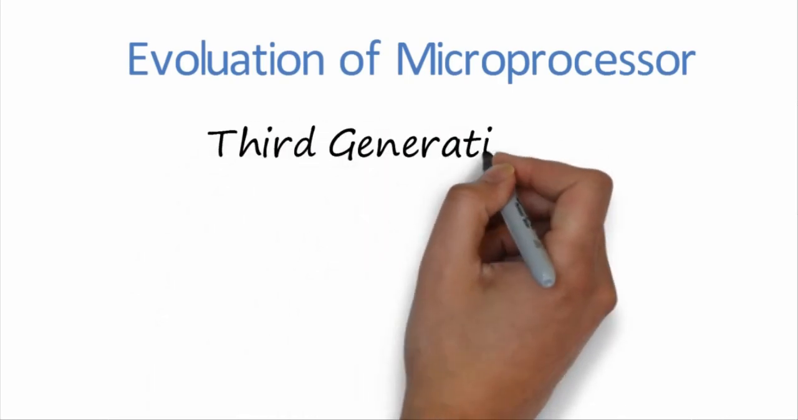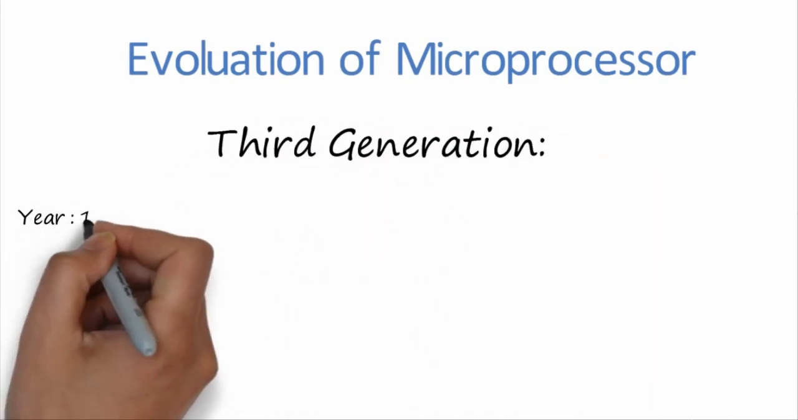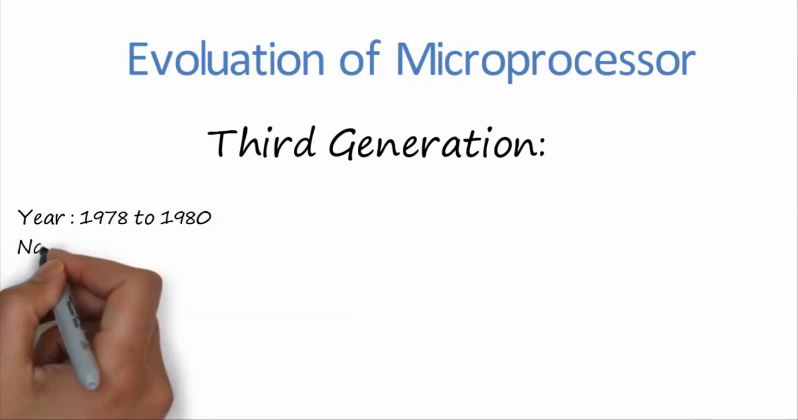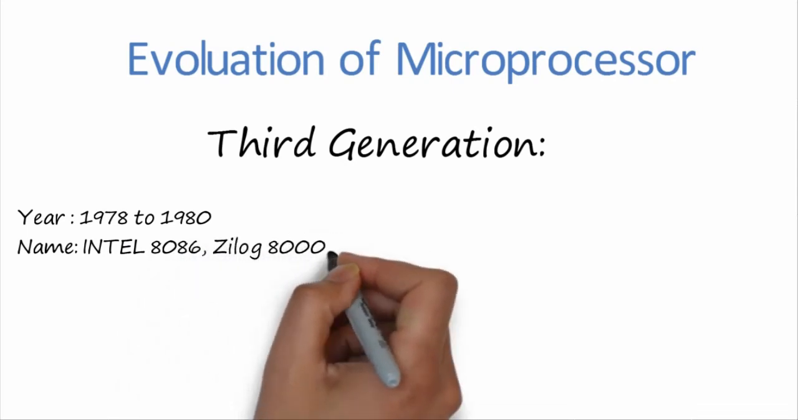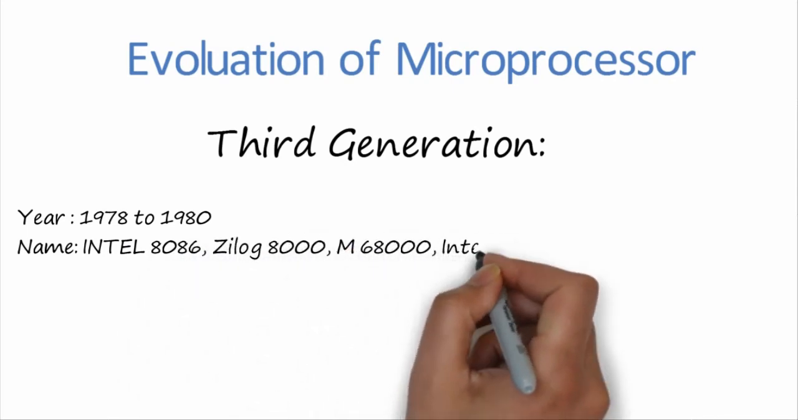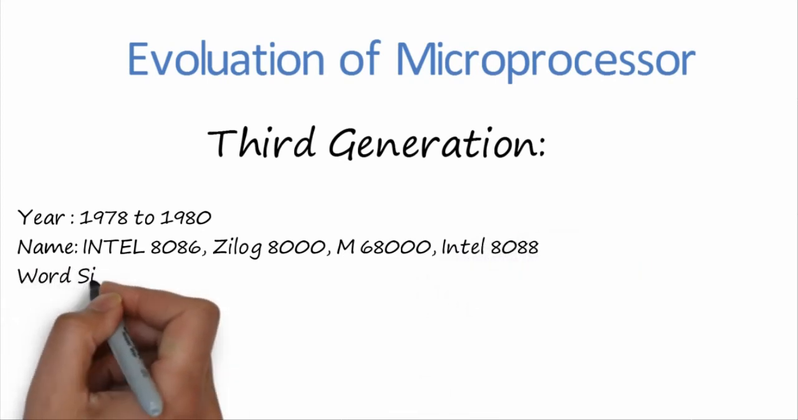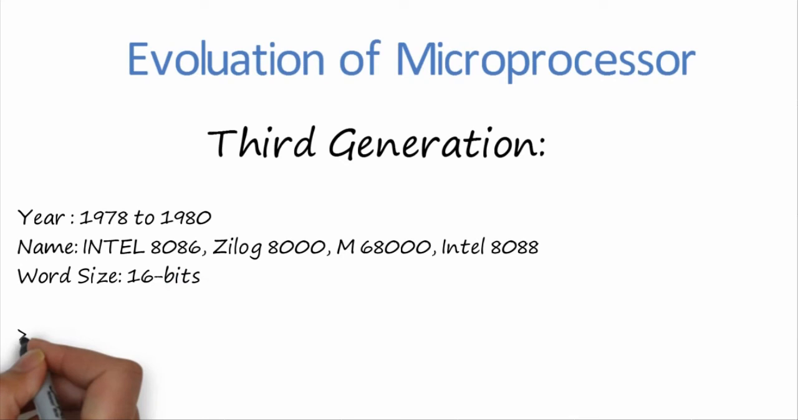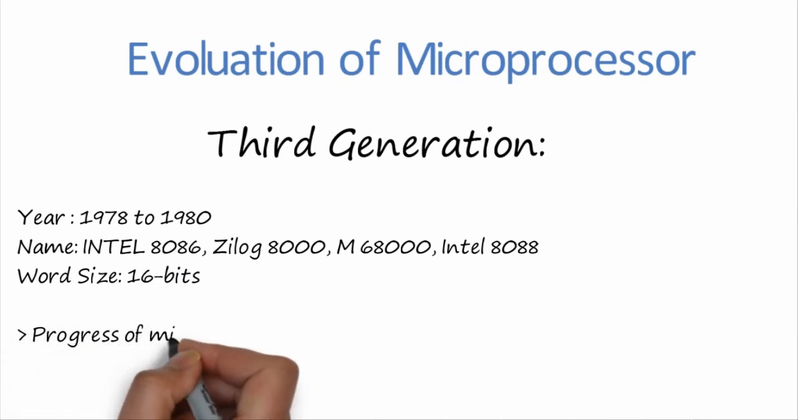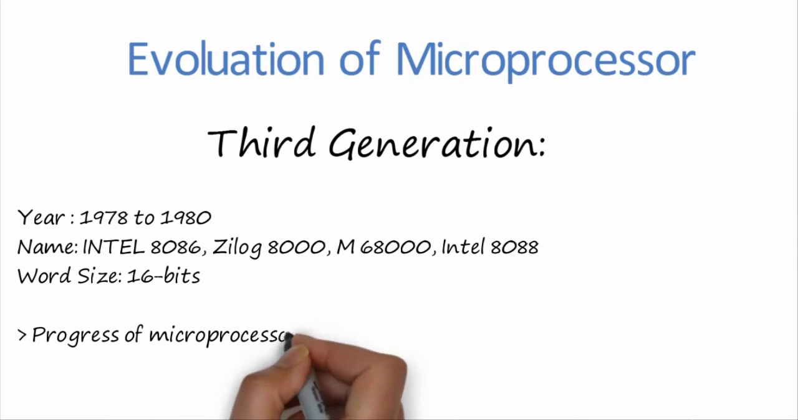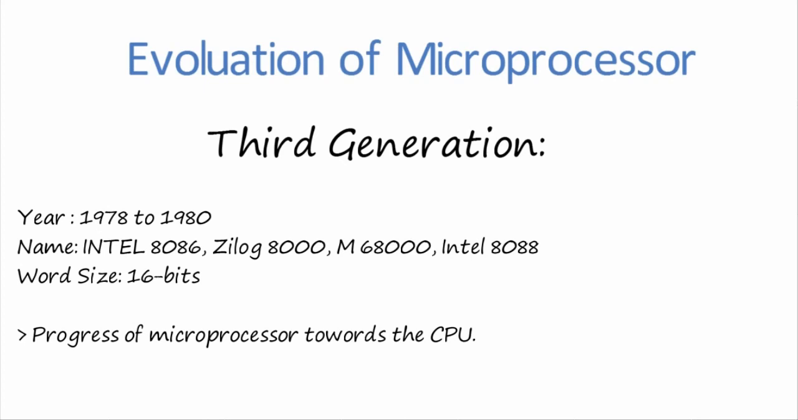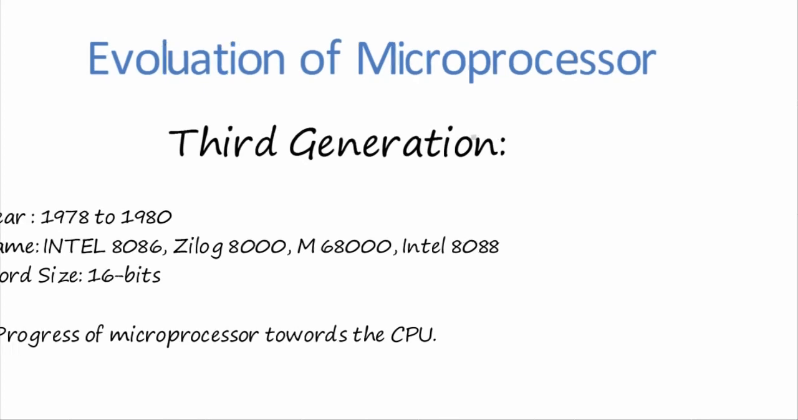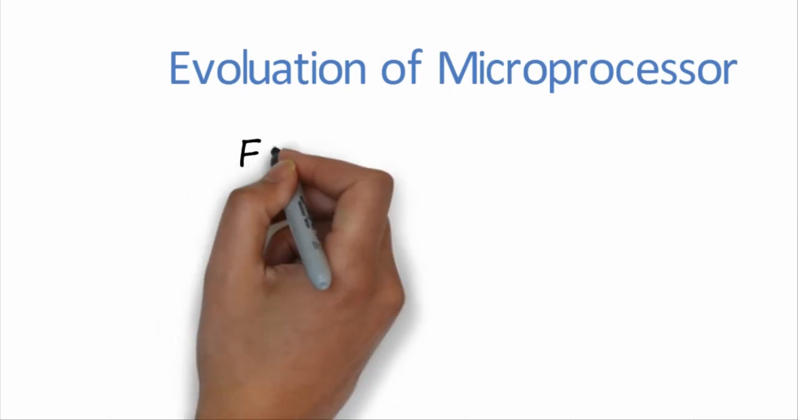Then moving towards the third generation. In the third generation, Intel introduced a 16-bit microprocessor. That was Intel 8086 and that was in the year 1976. In the same generation, Intel introduced other microprocessors such as Intel 8088, Zilog, then Motorola 6800. If you see the evolution, you clearly understand our microprocessor got updated in every generation.